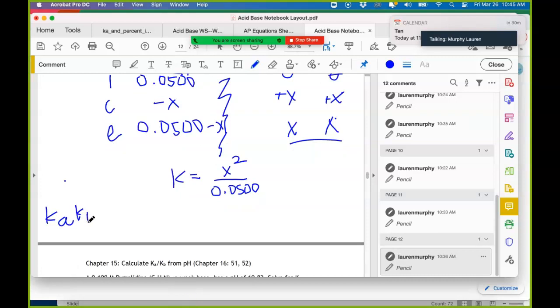Ka times Kb is the water constant, 1 times 10 to the negative 14. So I do know the Ka for acetic acid, so I can plug that in here to get the Kb for its conjugate base. So you take 1.0 times 10 to the negative 14th and you divide by the Ka, which is 1.76 times 10 to the negative 5th, and that will give you your K for this. And it's like 6 point something times 10 to the negative 10. It's a really small number.